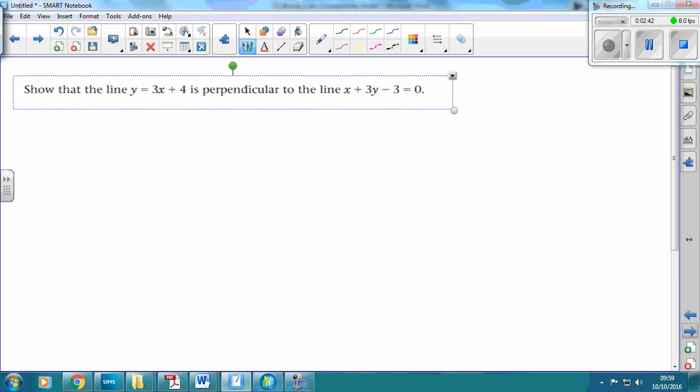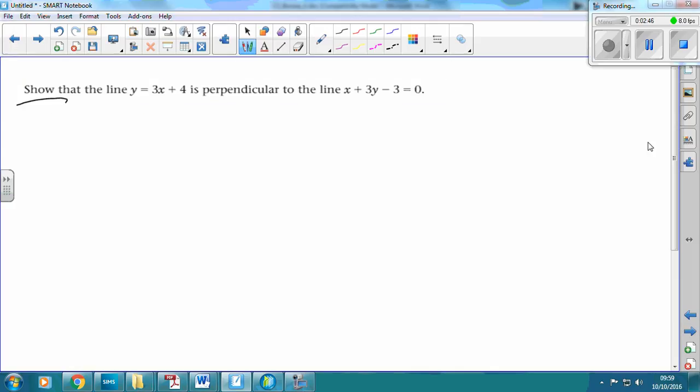Okay, so let's have a look at this one. This is a "show that" question, and when it says show that, you have to be quite explicit with how you show that. So: show that the line y equals 3x plus 4 is perpendicular to this line. We should know that if they're perpendicular, the gradients need to multiply together to make -1. So this one here, the gradient equals 3. It's not straightforward to see the gradient of this one. What we need to do is rearrange it.